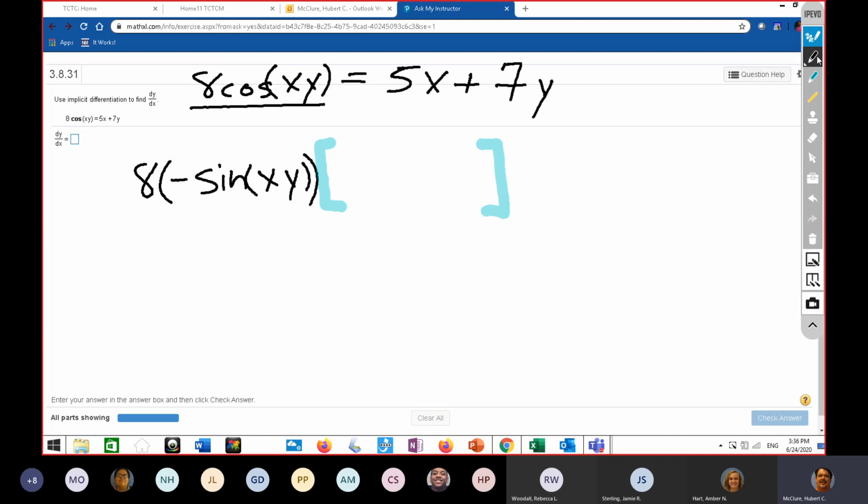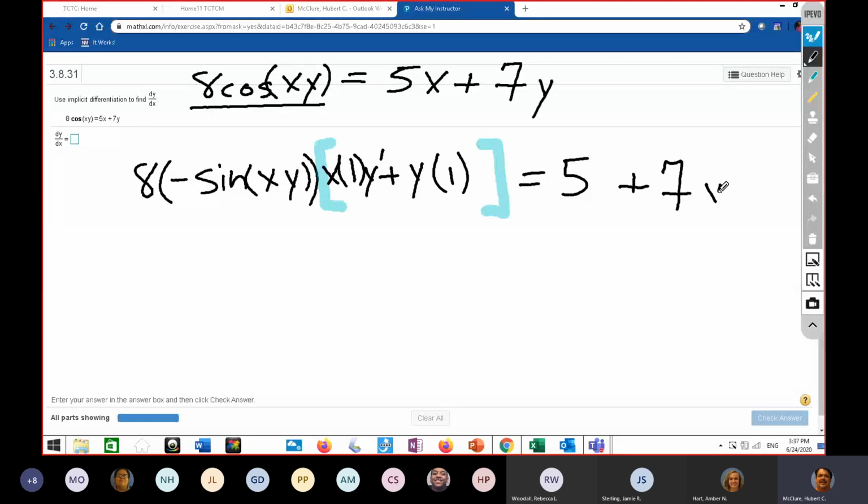The things I do for y'all. First times the derivative of the second, plus the second times the derivative of the first. What's the derivative of 5x? 5. And what's the derivative of 7y? 7, and then y prime.